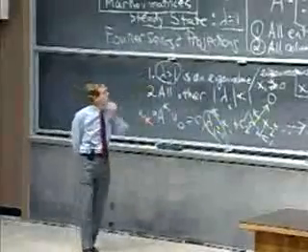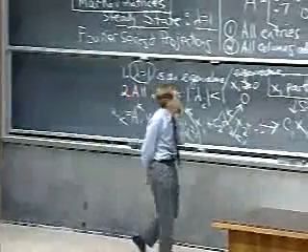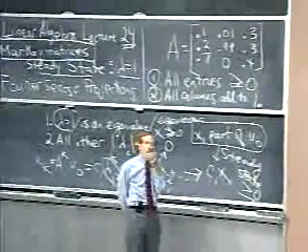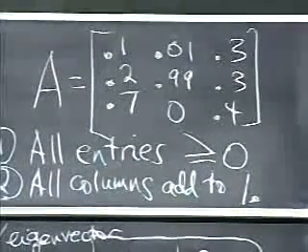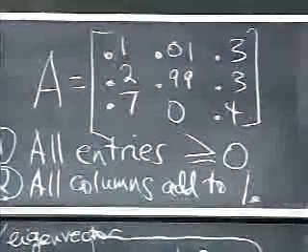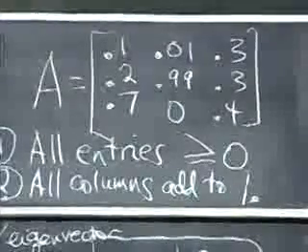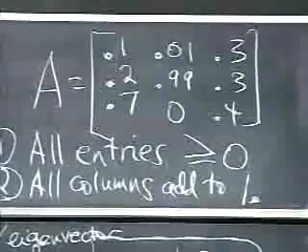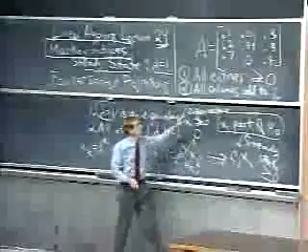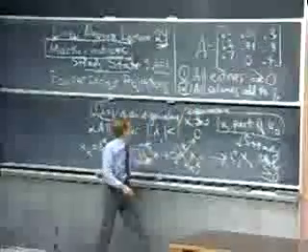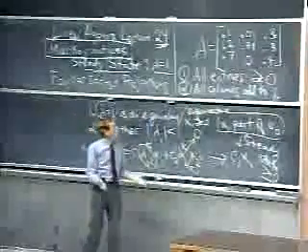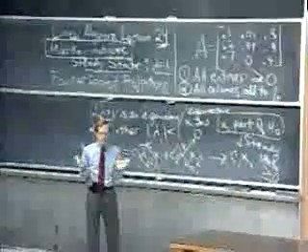How can I look at that matrix? So that was just an example. How could I be sure? How can I see that if the columns of a matrix add to 1, this property means that lambda equal 1 is an eigenvalue? Okay, so let's just think that through.